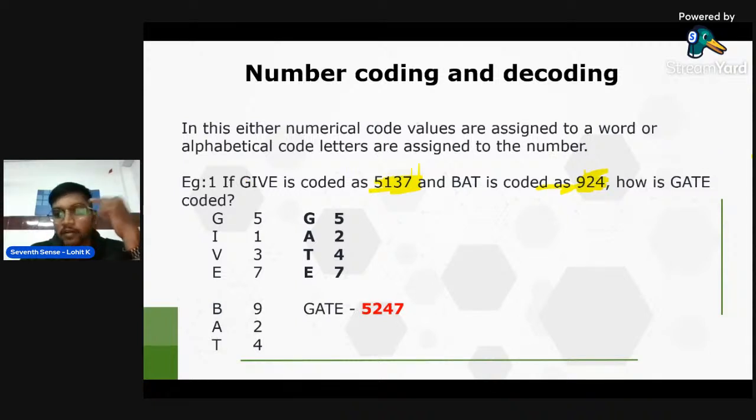So you have to calculate for gate. What could be the answer of gate? They have already written here, that is 5247, because G is represented as 5, A is represented as 2, T is represented as 4, E is represented as 7 here. So the answer for this will be 5247.